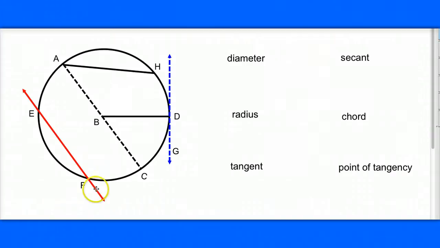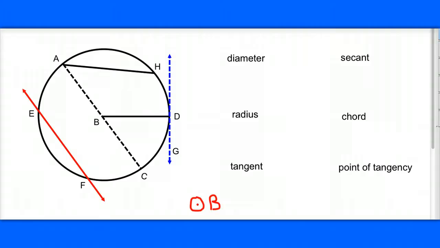Here we have a circle. It's called circle B because the center is at B, and the symbol for a circle is really easy. It's just something that looks like a circle with a little dot in the center. So if I wanted to talk about the circle, I would call it circle B.